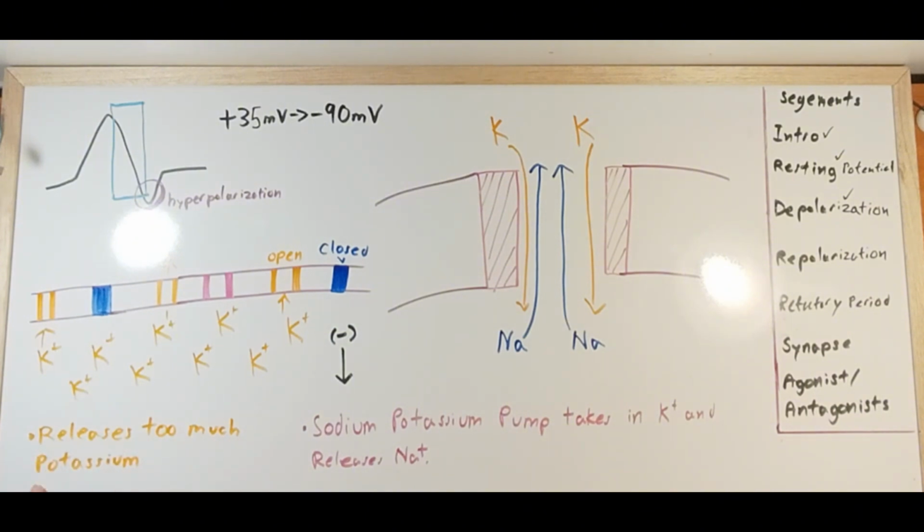So near the end, we are releasing a bit extra potassium ions, which causes the potential to go more negative than resting. And that's what causes the refractory period. So we can't have another action potential until the sodium potassium pump can restore the resting potential voltage and the resting potential ion concentrations by pumping sodium ions out and bringing potassium ions back in.